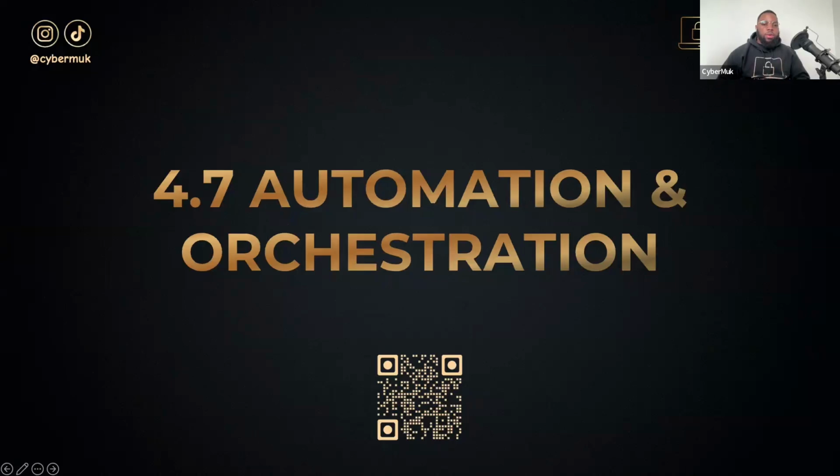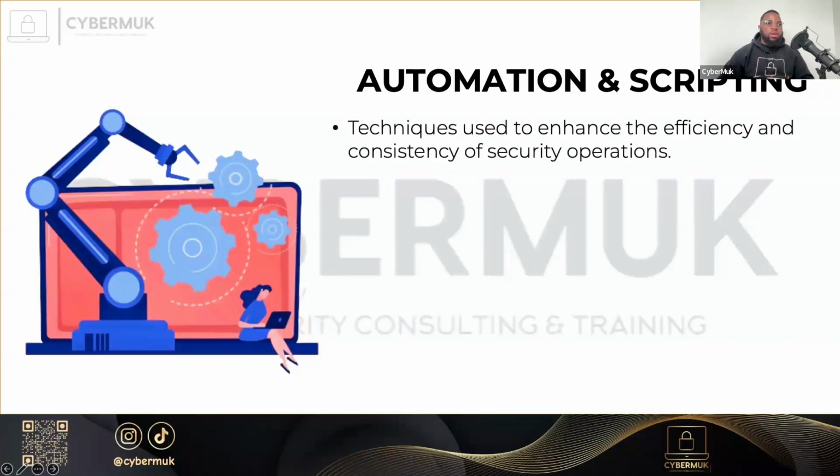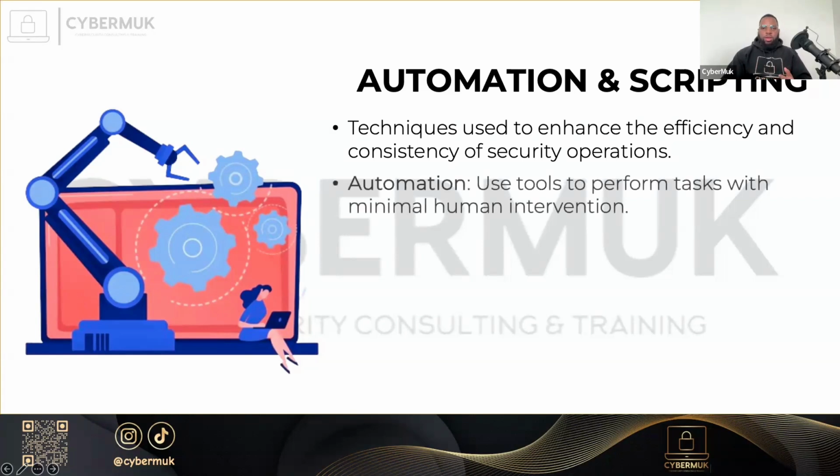In this section, we will talk about automation and orchestration. What is this about? These are techniques used to enhance efficiency and consistency of security operations. Because one thing in cybersecurity and in tech in general is that we want to make processes repetitive. So you want to automate processes. Automation and scripting are essential techniques used to enhance efficiency, consistency, and effectiveness of security operations.